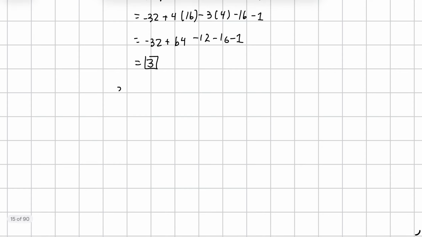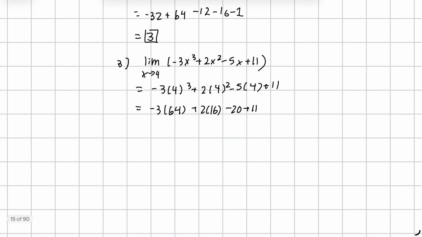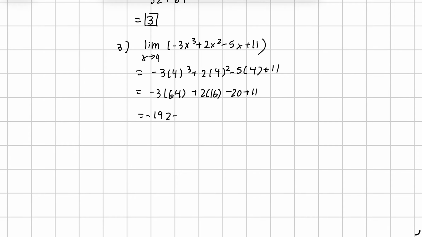Now for our next problem, let's do the limit of x approaches 4 of negative 3x to the power of 3 plus 2x squared minus 5x plus 11. So we have negative 3 times 4 cubed plus 2 times 4 squared minus 5 times 4 plus 11. And here we get negative 3 times 64, plus 2 times 16, minus 20, plus 11. Next, we get negative 192 plus 32 minus 20 plus 11. And if you add those together, you're going to get negative 169.